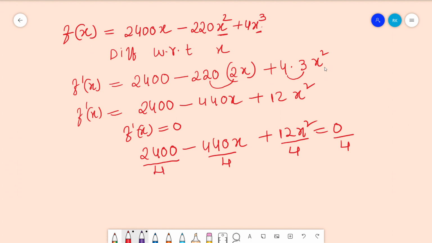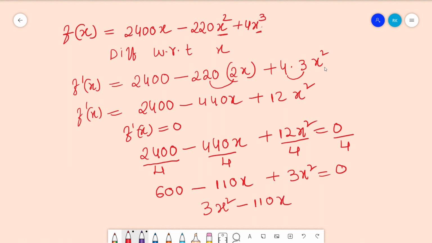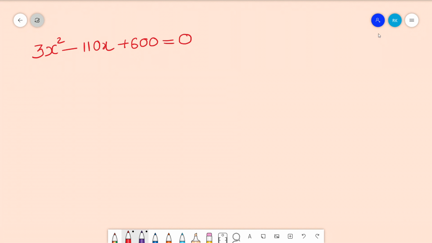We get 600, 110x, 3x square is equal to 0. So we got a quadratic equation in x, which is 3x square minus 110x plus 600. Let us solve this quadratic equation to find the value of x. We can find the value of x by factorizing this quadratic equation.